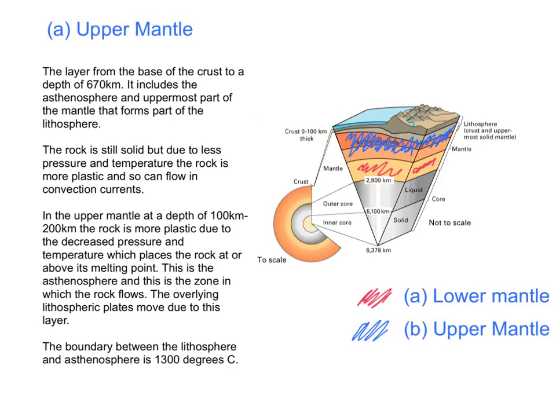The rock is still solid, but due to less pressure and temperature, the rock is more plastic, so it can flow, and this is what causes the tectonic plates to move, because they are floating on top of this plastic part. The boundary between the lithosphere and the asthenosphere is taken to be about 1300 degrees Celsius. Remember, these are approximations, and we'll talk about how we know this information in a future lesson.